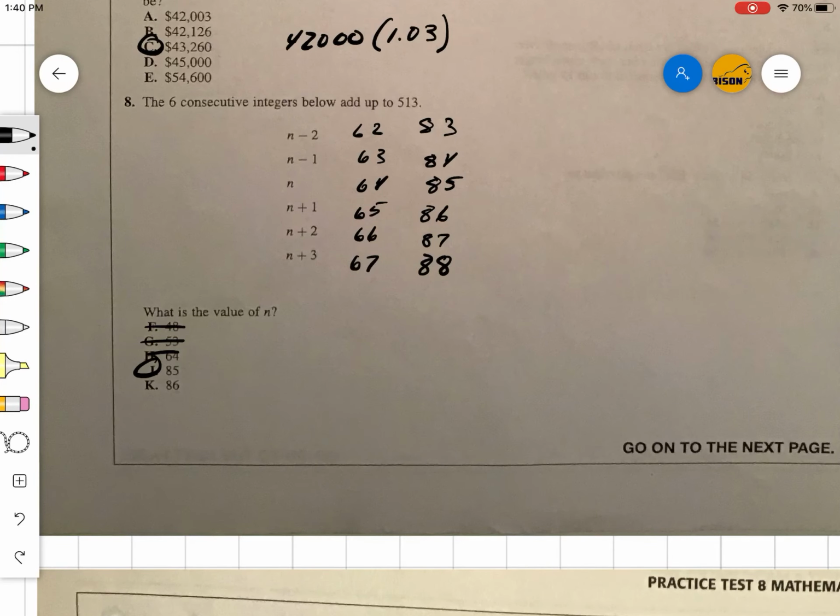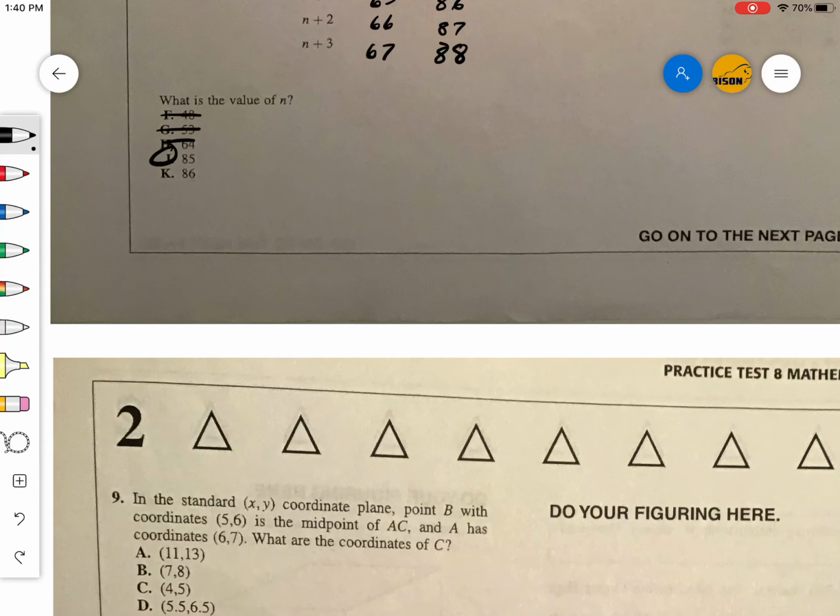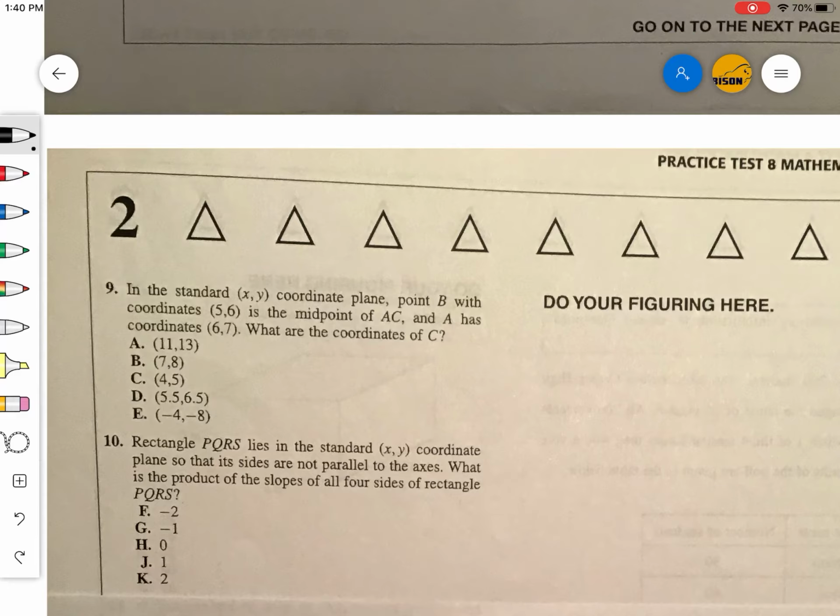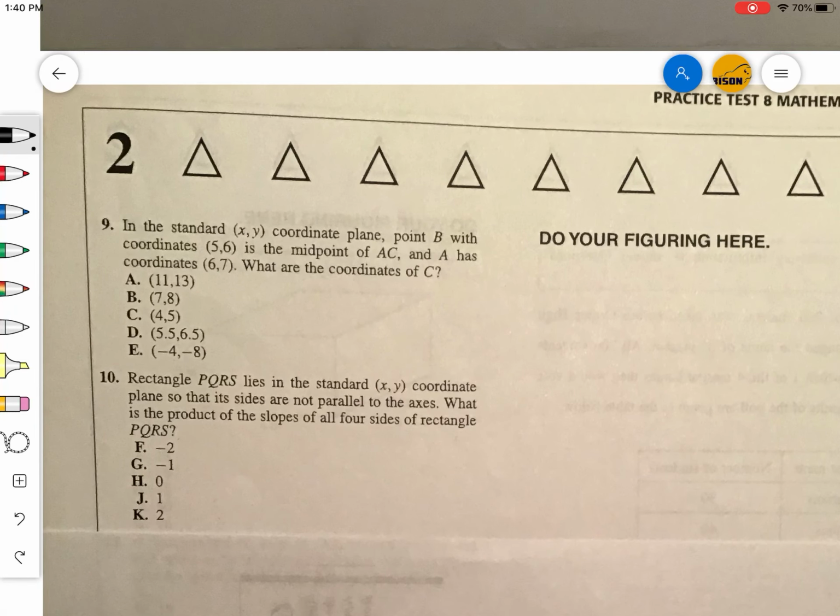So that's a little test-taking strategy that keeps you from having to do all 5 answer choices; you would have to do at most 3. You do the middle one, and then you either go up or down from there.